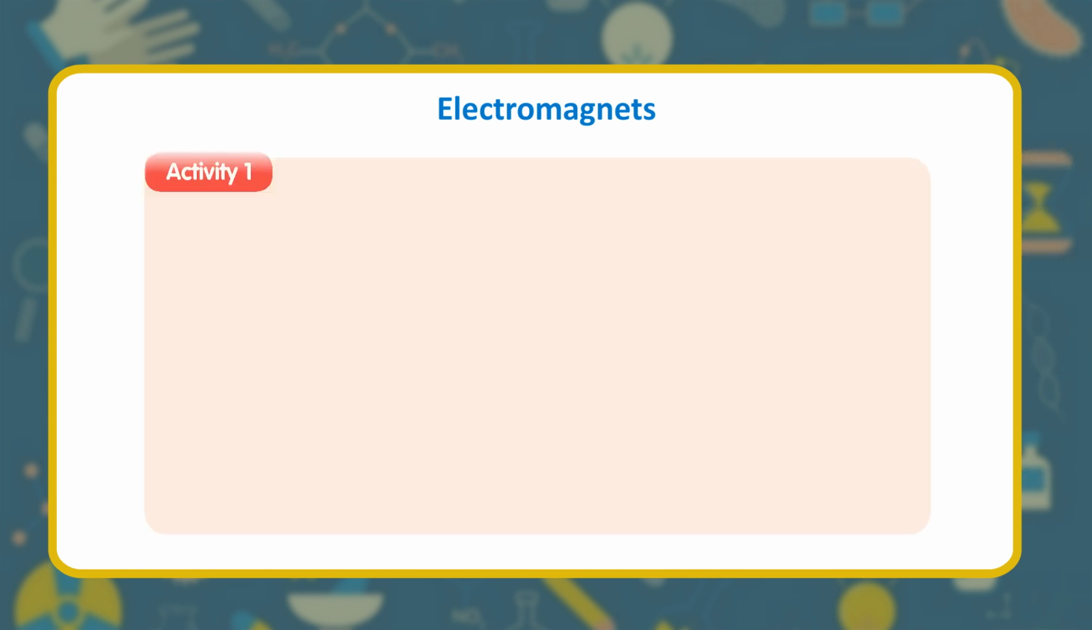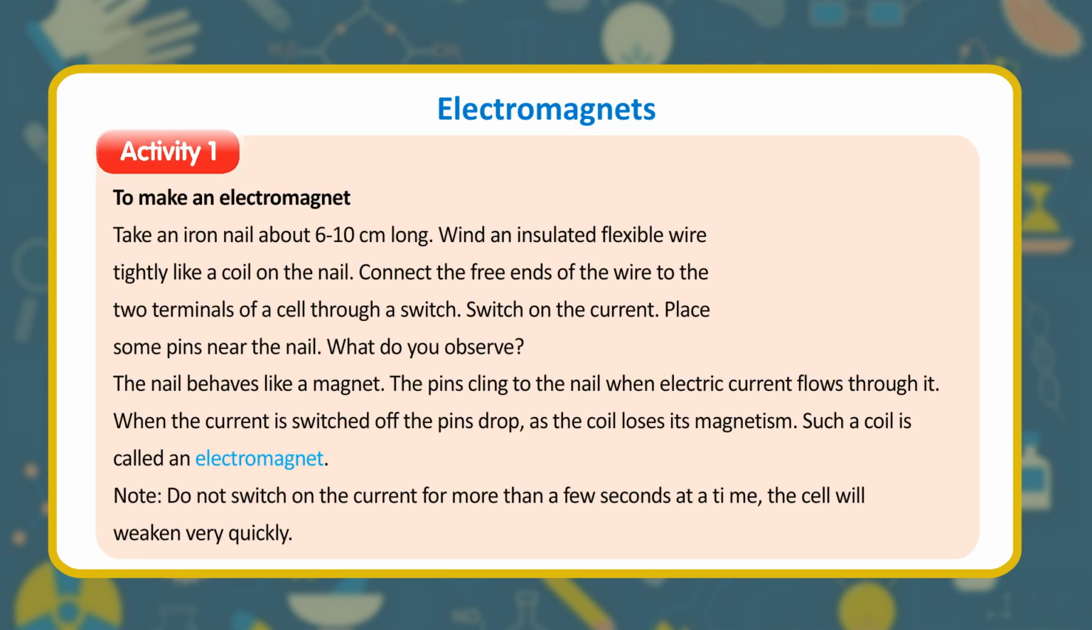Activity. To make an electromagnet, take an iron nail about 6 to 10 centimeters long. Wind an insulated flexible wire tightly like a coil on the nail. Connect the free ends of the wire to the two terminals of a cell through a switch. Switch on the current. Place some pins near the nail.